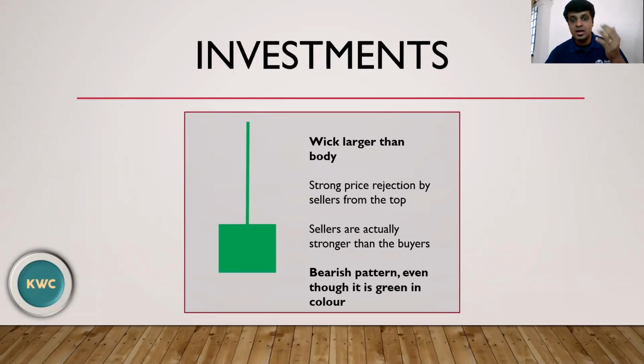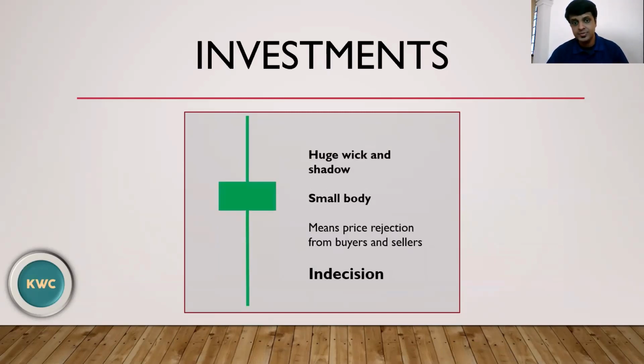If the wick is larger than the body, this is probably because the price rejection at the top was high, and even though the candle looks green, it is probably a bearish pattern because there has been a price rejection from the top and the sellers have the momentum. And suppose there is price rejection from the top and the bottom, and the body is small. This means that we are entering a phase of indecision, or in that time period there was a bit of equilibrium between the buyers and the sellers, and everybody is trying to figure out where the share has to go.